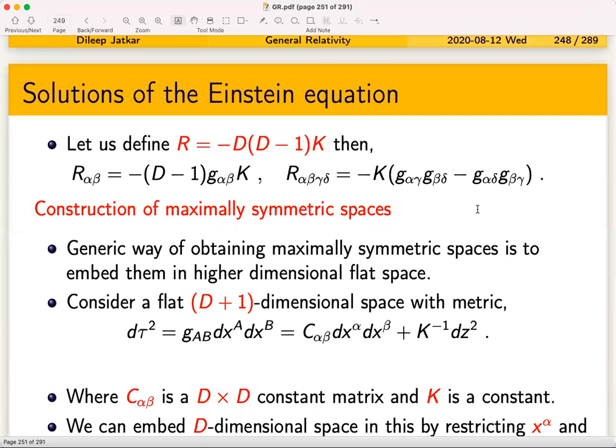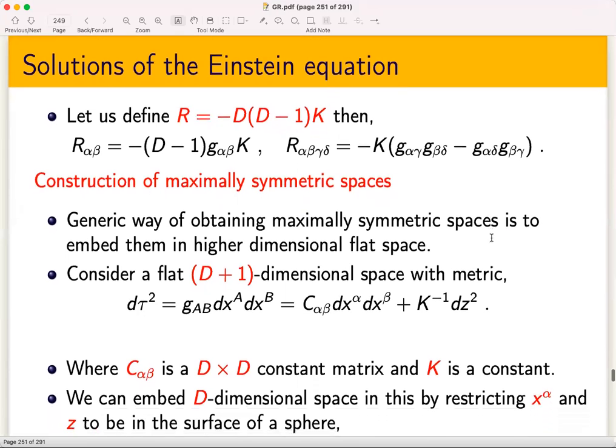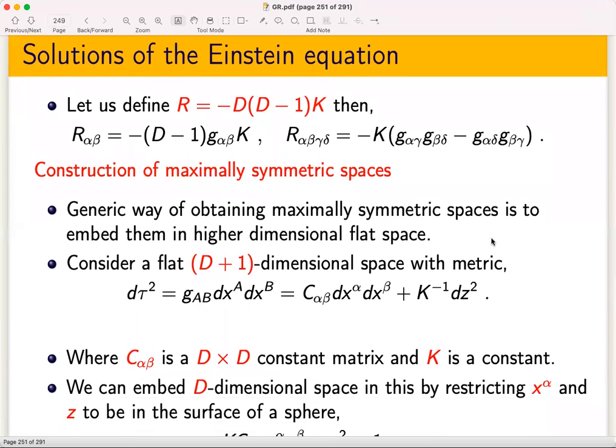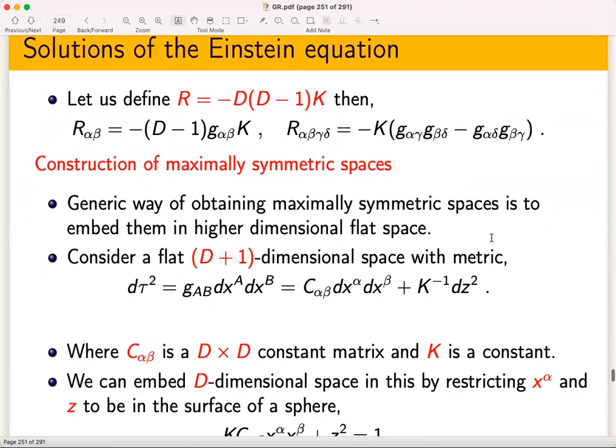Okay, we looked at these kind of spaces by just looking at the number of Killing vectors that a space could support, and the maximum number of Killing vectors is d into d plus 1 by 2, of which, if you are looking at Euclidean space, d of them are local translational Killing vectors, and d into d minus 1 by 2 of them are local rotational Killing vectors. And if you take both of them into account, then that is the one which gives you maximally symmetric space.